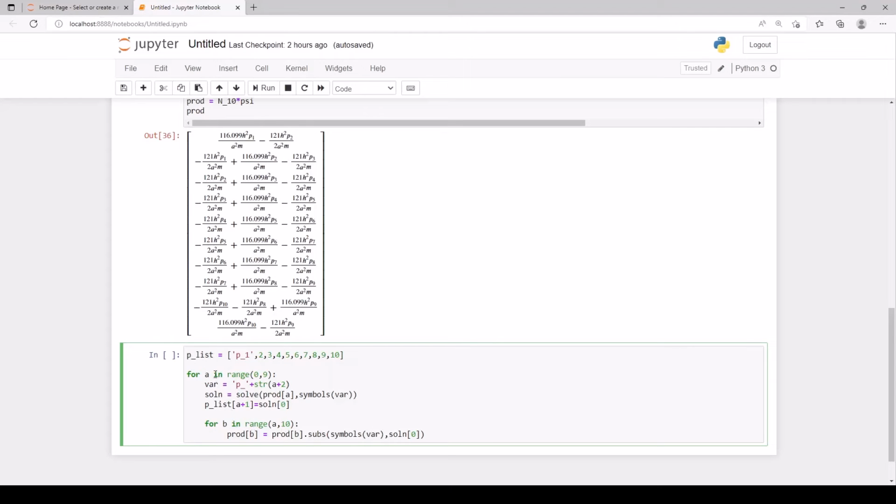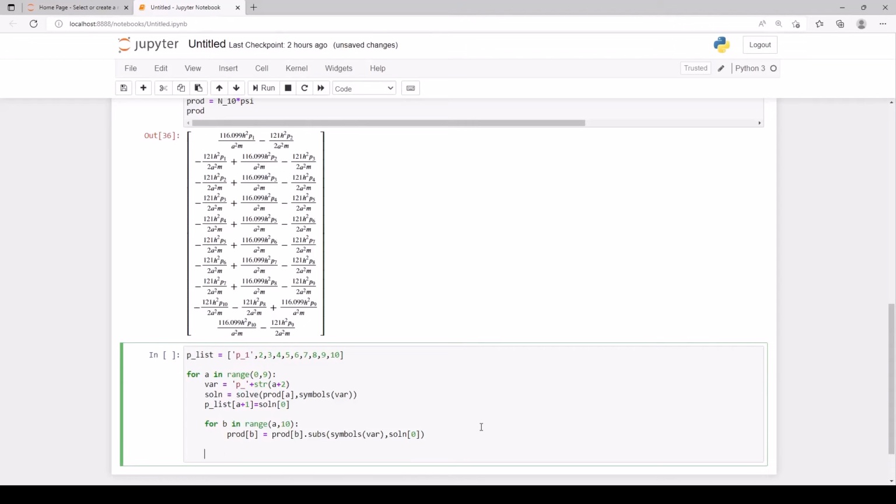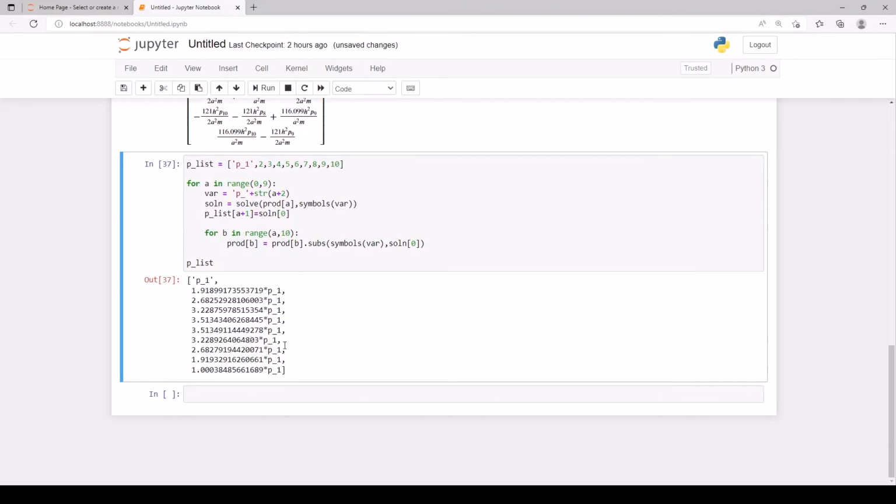Then A is going to repeat again. It's going to go to A equals 1, and I'm going to solve for P3. Everything's going to happen again, and then I'm going to go down the list and replace every instance I find of P3 with its definition in terms of P1, and so on. And now, if I write out my P list, I now have a 10 by 1 vector where all of the P vectors are now purely in terms of P1. So now I can bring this back into my paint application, and I can solve this using either Simpson's rule or trapezoidal rule.